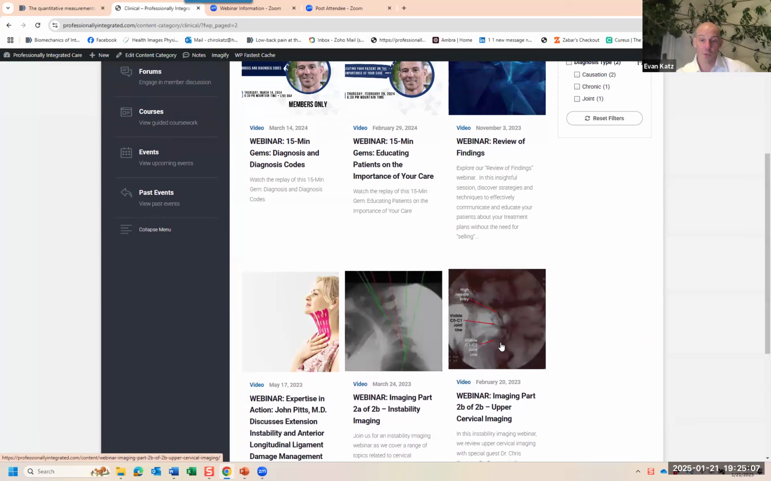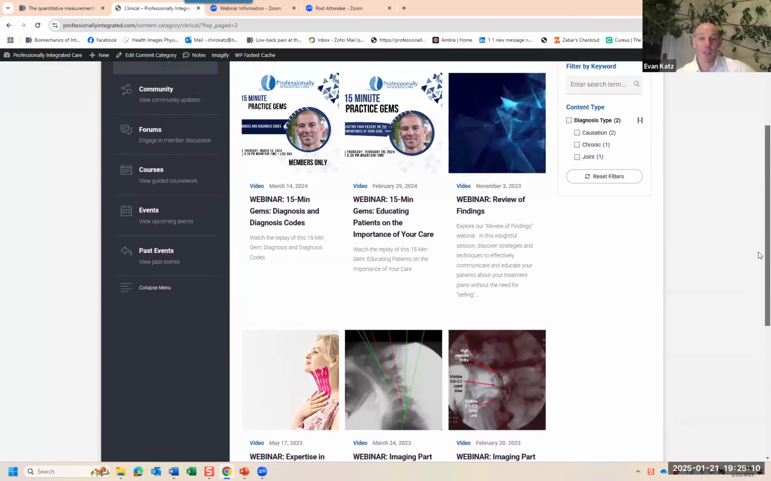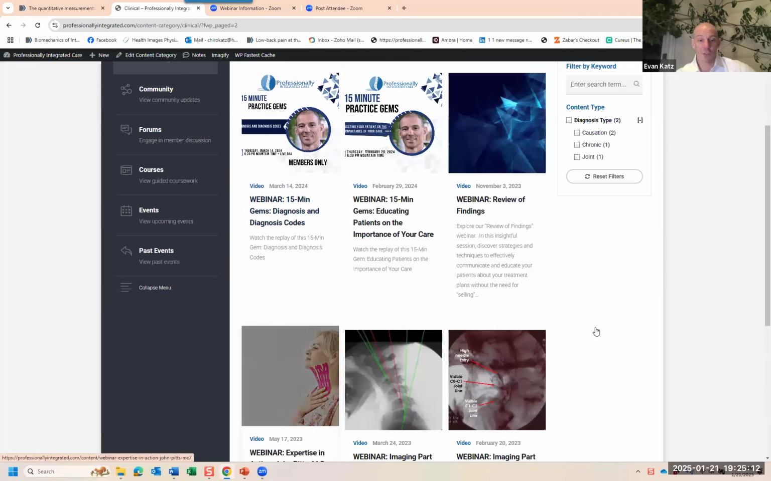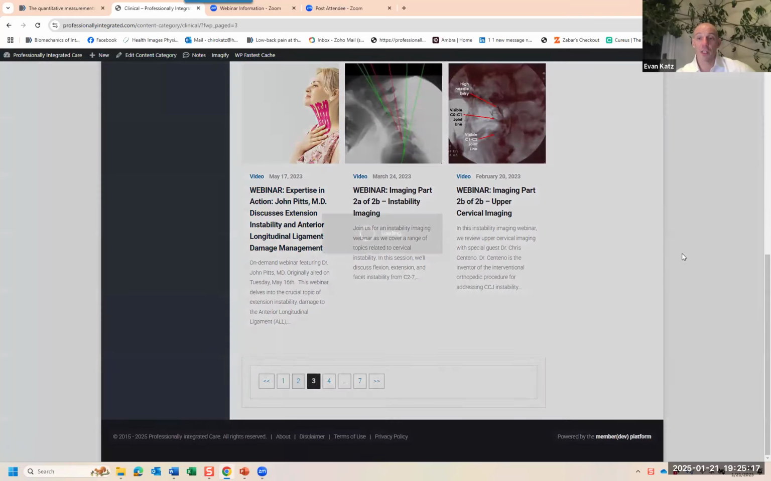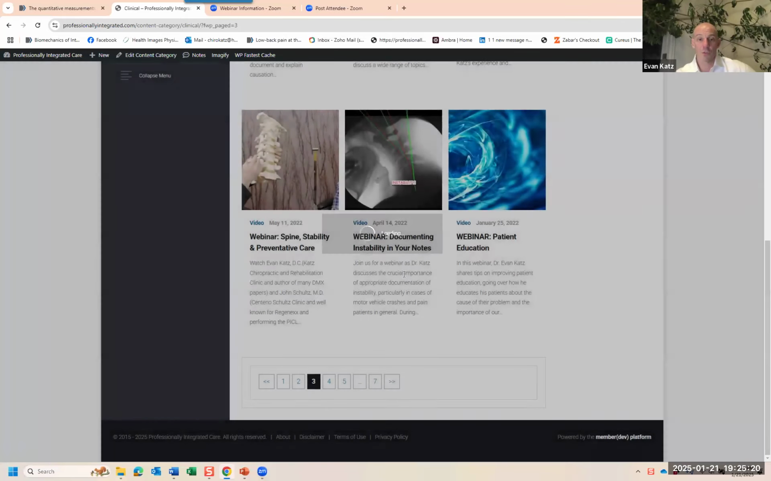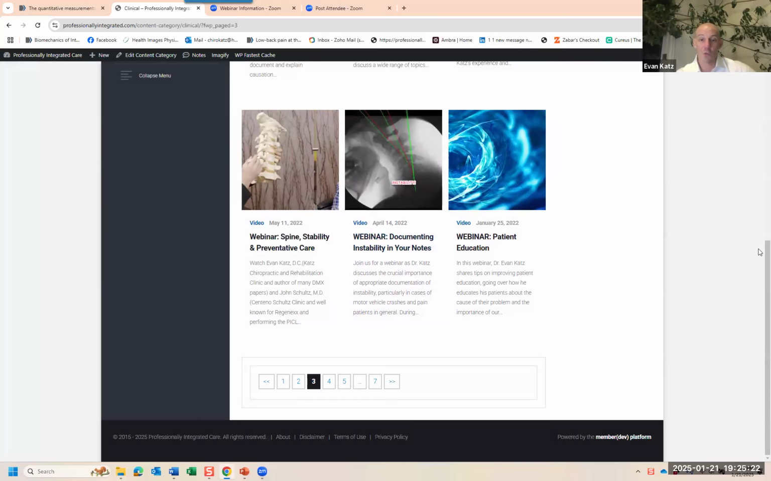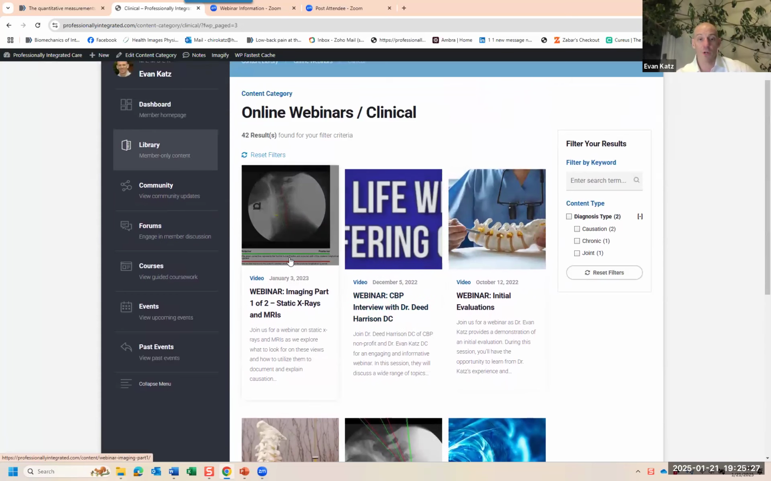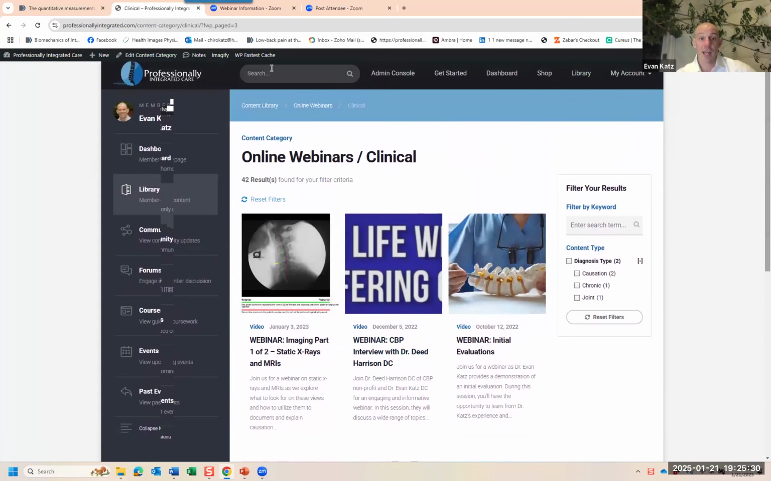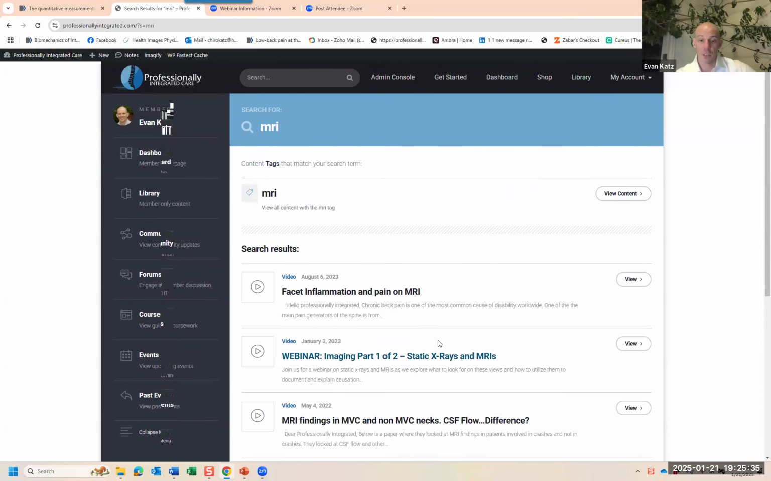Like you could see, here's one of upper cervical imaging. Here's one on diagnosis and diagnosis codes. Here's one where we looked at ALL imaging and diagnosis. Here's another one, imaging upper cervical instability. Here's a webinar, so we have a bunch on here. And then of course you could always just go to, and here's another one we did. Here's another webinar looking at X-rays and MRIs. And then of course you could just search MRI, and a bunch of stuff comes up. Here we go, I've done MRI findings and motor vehicle crash, and MDC next with CSF flows if there's differences. So yeah, I'm here to help.